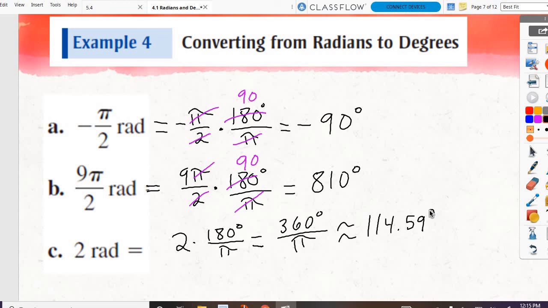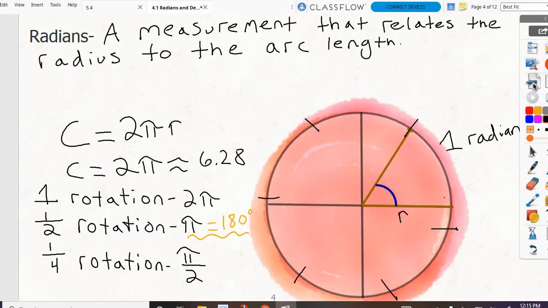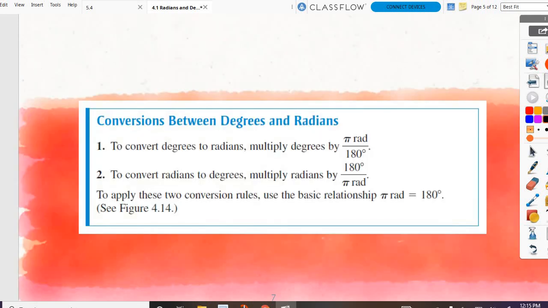So if there was a pi with it, our pi's would reduce, so then there would be 2 times 180, which is 360. But because we didn't have that pi to reduce, that's why we end up with the weird 114. Which makes sense because, notice on my circle, this was 1 radian. My second radian is into my second quadrant, but not quite halfway. So this is probably a little bit bigger than it should be, but it kind of makes sense that 2 radians would be like 114.